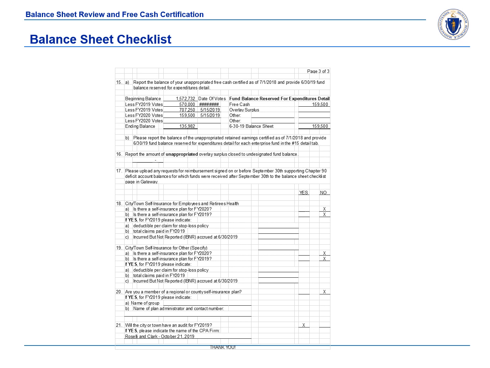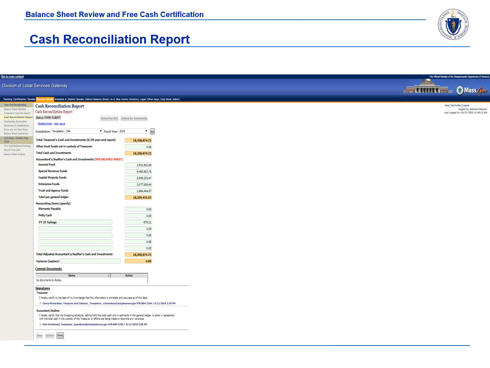Since free cash is generated from variances to amounts budgeted for the fiscal year, the questions on the checklist mainly center around what those budgetary variances are and whether there are any other factors which may impact the free cash calculation. The cash reconciliation form is also located in the balance sheet module in Gateway. It must be completed and submitted there.